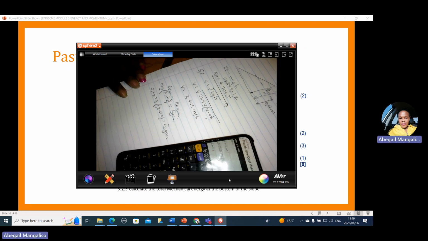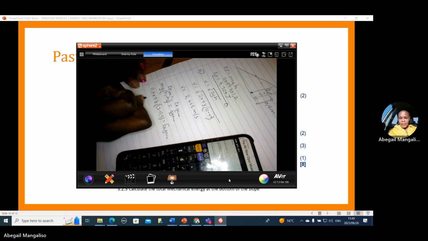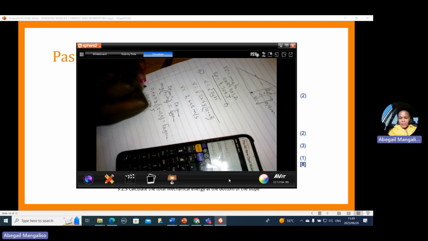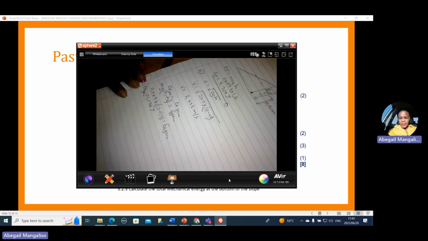2.4 times 9.8 times 0.4 is 1,176 joules. So this is the EK gain, the energy that has been gained. Now we can use the formula of kinetic energy, EK equal to half mv squared. When a question is specific, you use the law of conservation to get this V. But if it's not specific, this is the answer.